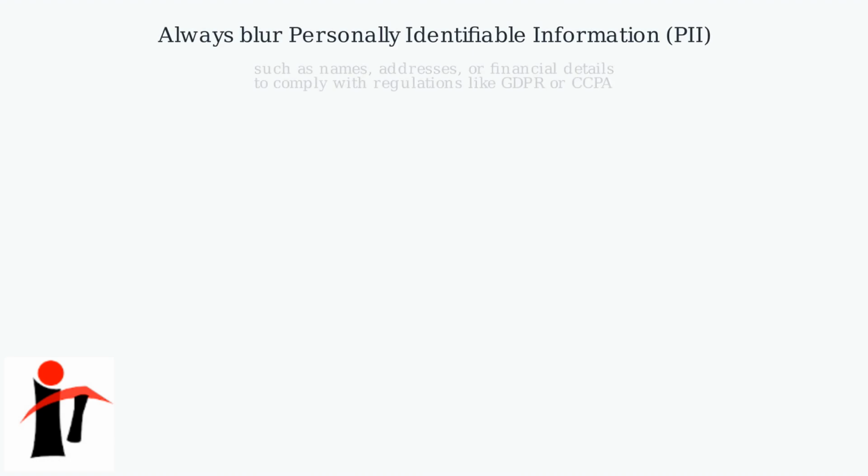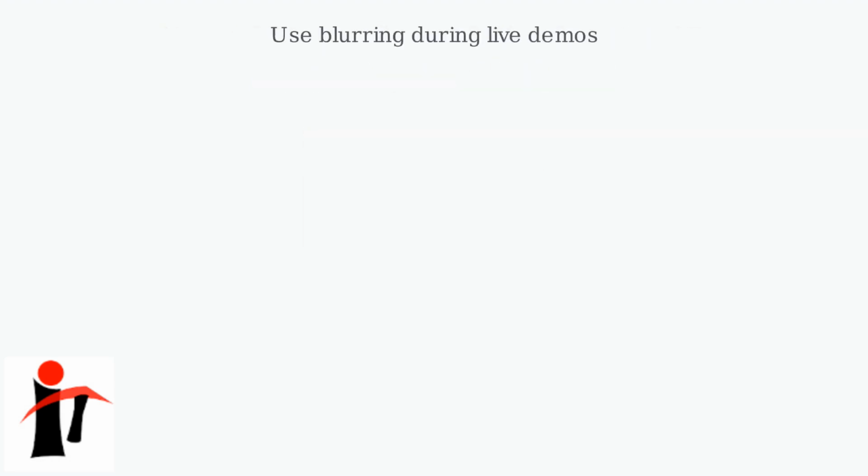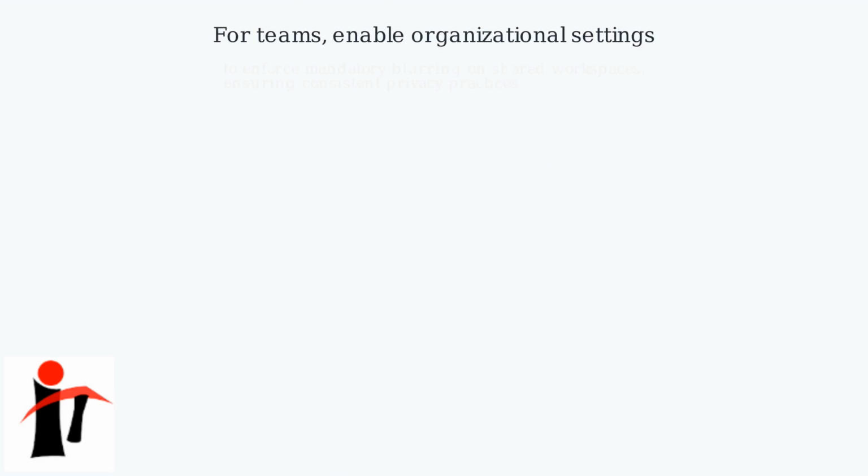Always blur personally identifiable information, PII, such as names, addresses, or financial details to comply with regulations like GDPR or CCPA. Use blurring during live demos to protect intellectual property, such as API keys or database schemas. Combine blurring with Loom's pause and resume feature to manually review and blur content before finalizing your recording. For teams, enable organizational settings to enforce mandatory blurring on shared workspaces, ensuring consistent privacy practices.